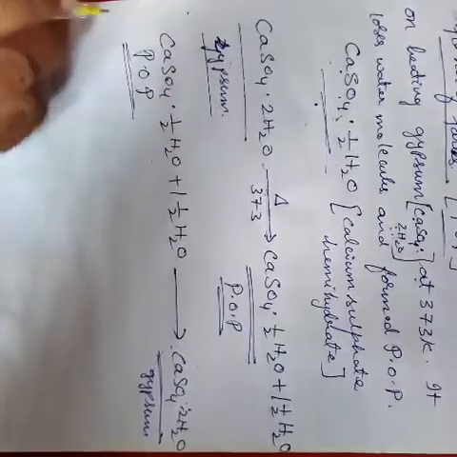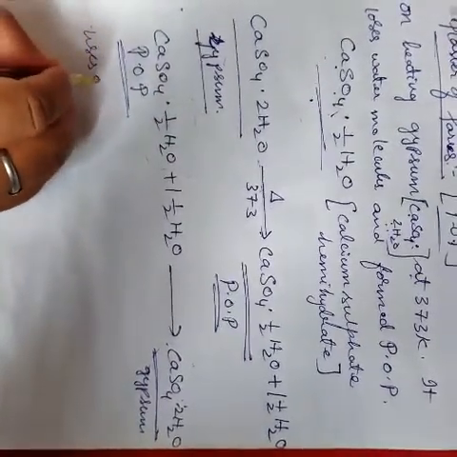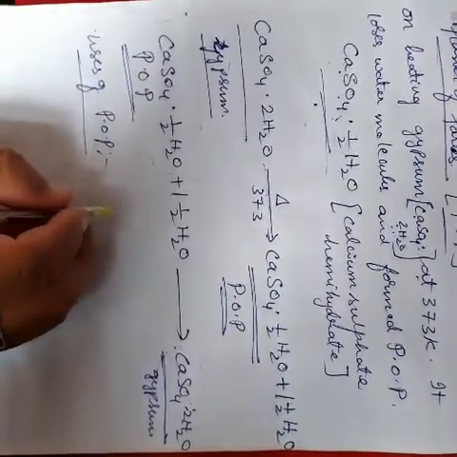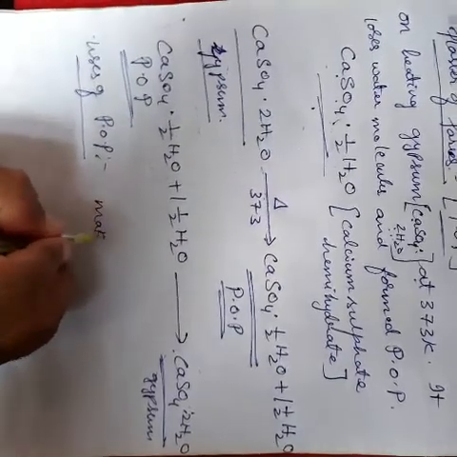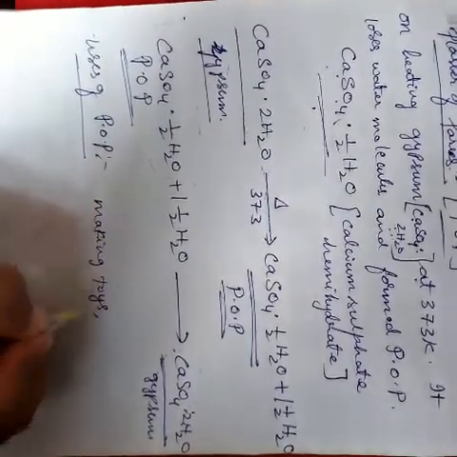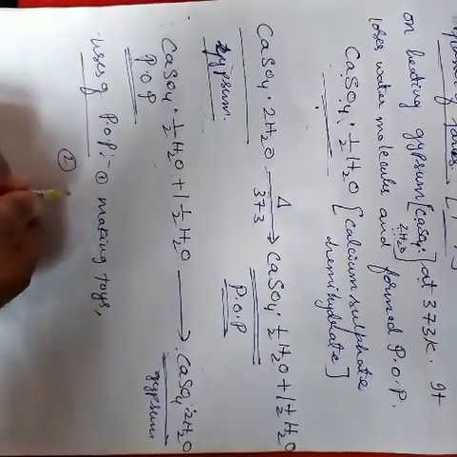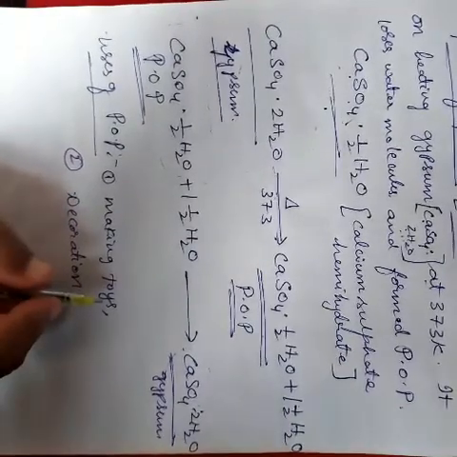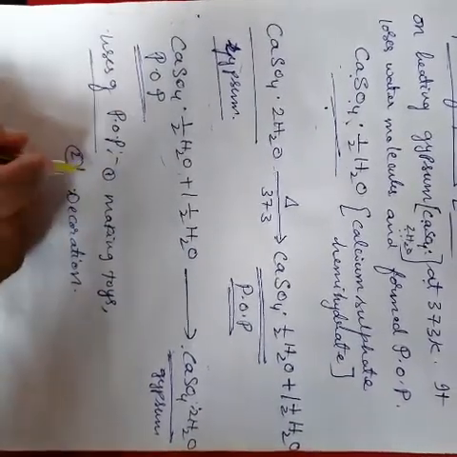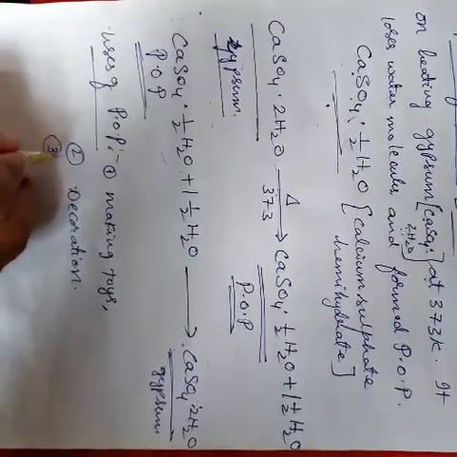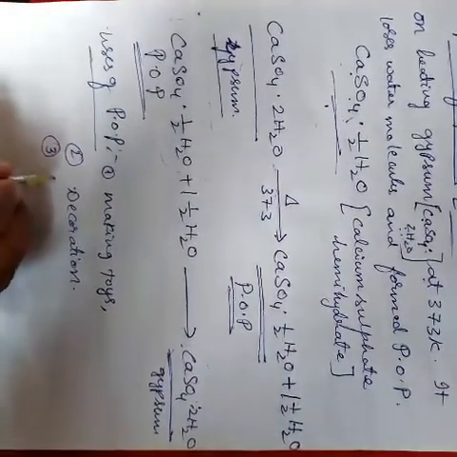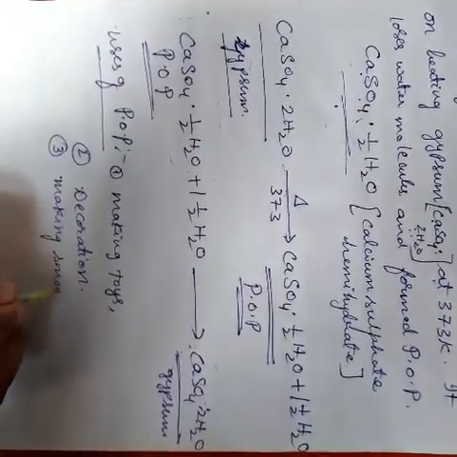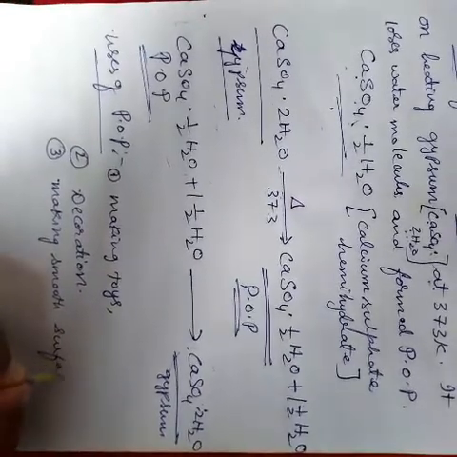Okay, last are the uses of POP. Where we use POP is also important. It is used in making toys. Second, it is used for decoration purposes, at home and in buildings. Next, making smooth surfaces at home.